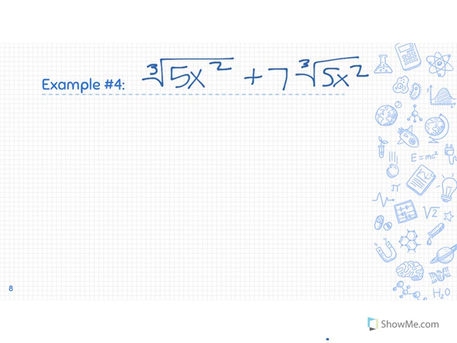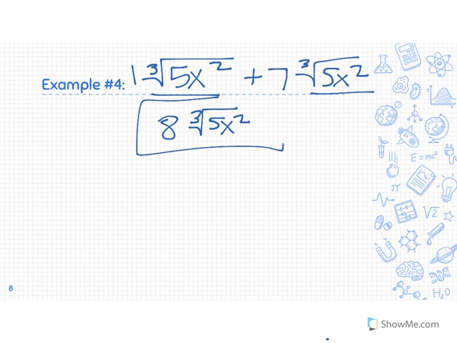So yay, we see that we have cubed roots right here. They're both cubed roots, they're both 5x squareds. So we are allowed to combine these like terms. This is just a 1, so 1 plus 7 is 8. And that means I have 8 cubed root 5x squared. And that is my final solution for that one.